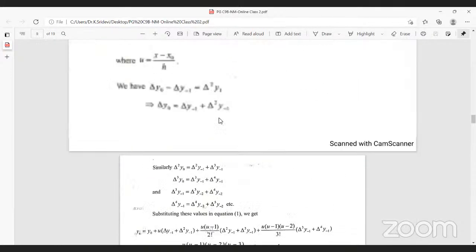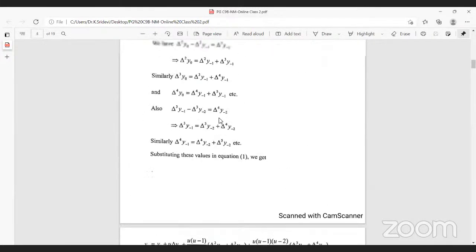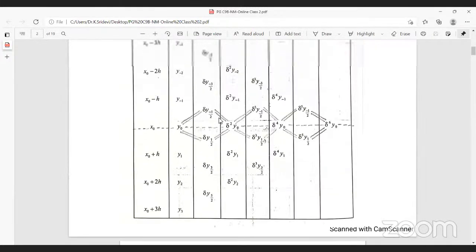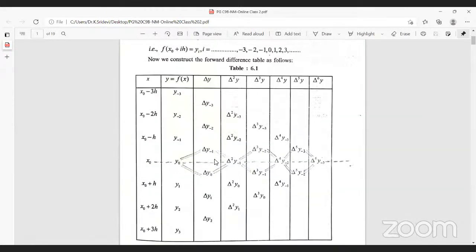So if you see the table, you can observe the general central difference table like this. This is the central line. These are the entries on the central line. These are the entries below the central line. So these terms are involved in Gauss's forward formula. We have explained that. In Gauss's backward difference interpolation formula, the terms involved are y naught, delta y minus 1, delta square y minus 1, delta cube y minus 2, like this.